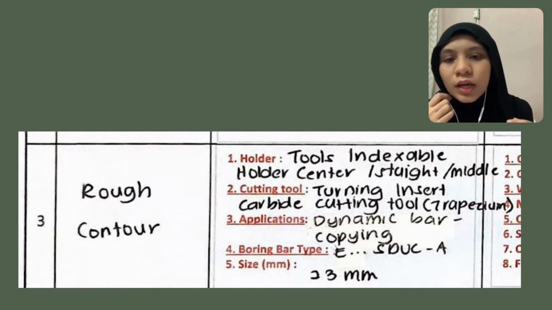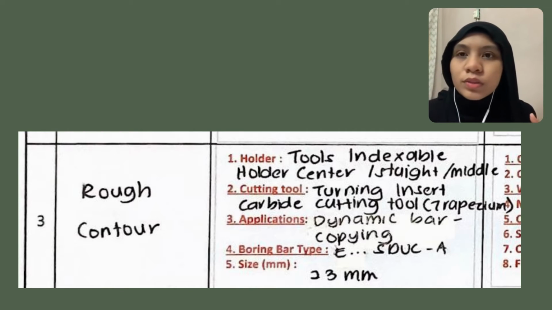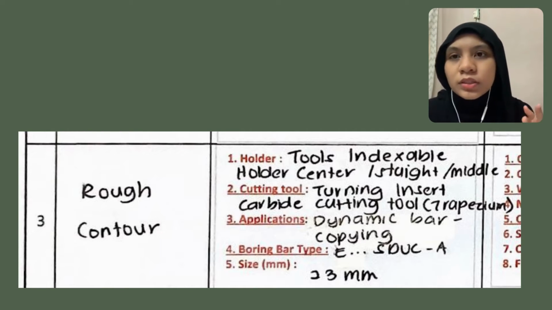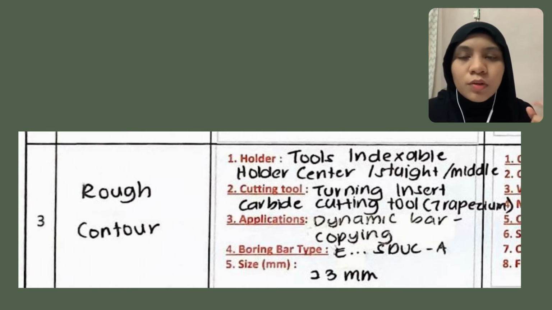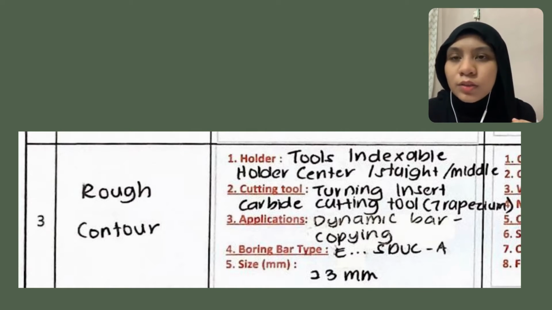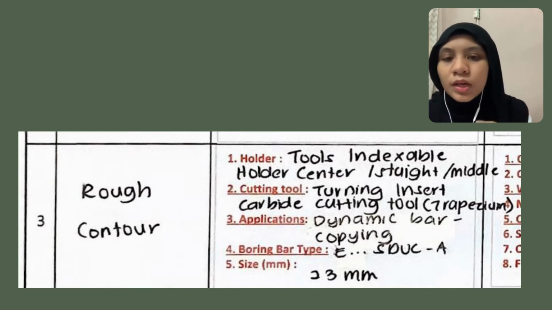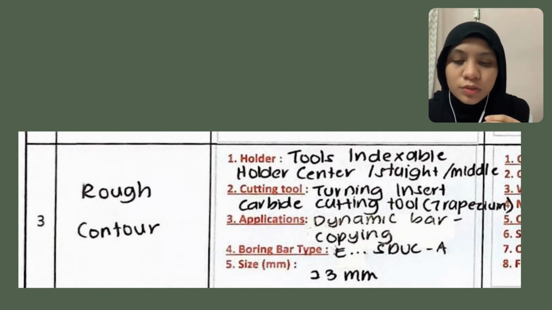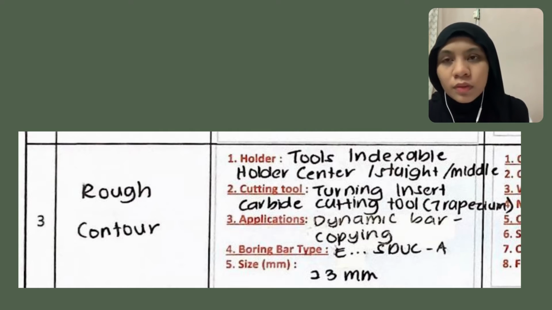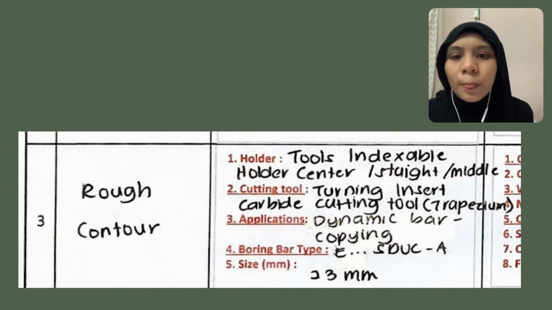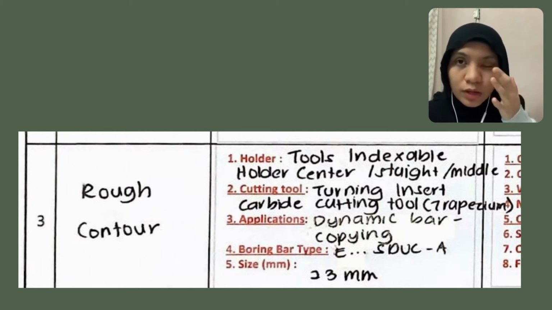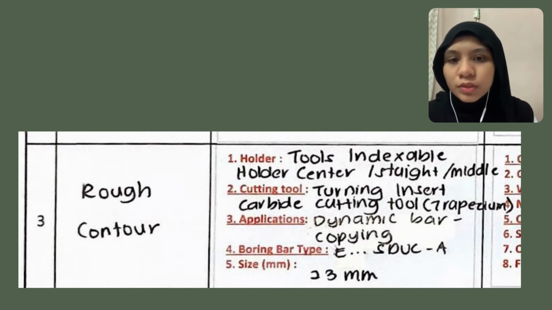So the holder that I chose is the tools indexable holder center / straight / middle, and the cutting tool that I chose is a turning insert carbide cutting tool in the shape of trapezium. I chose carbide because in turning operations, most of the tools use carbide material, except for the drill process.